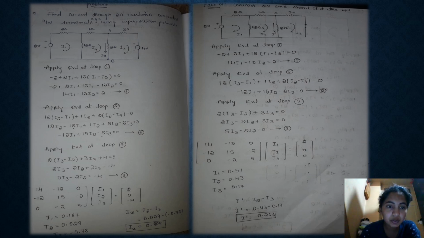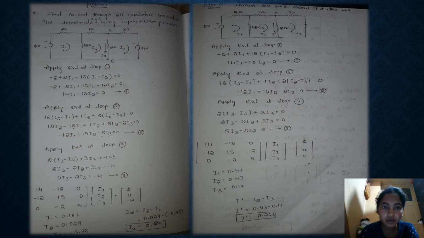Then the equation will be 12 I2 minus 12 I1 plus 1 I2 plus 2 I2 minus 2 I3 is equal to 0. So then the equation will be minus 12 I1 plus 15 I2 minus 2 I3 is equal to 0. So this is equation 2.